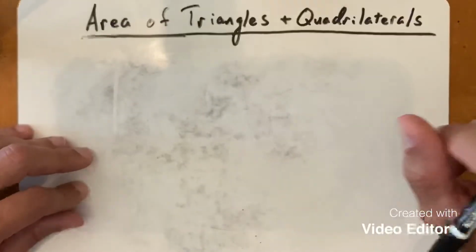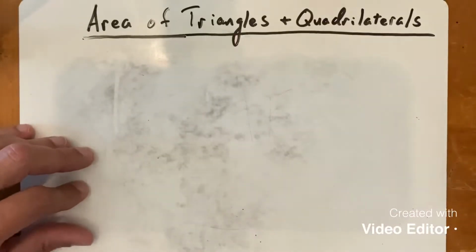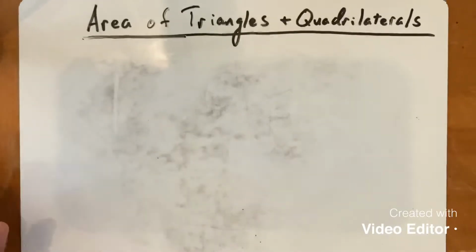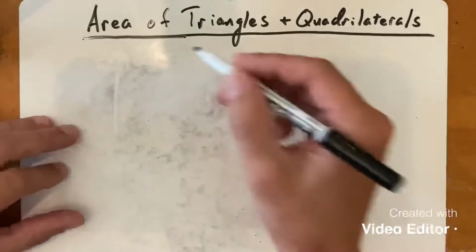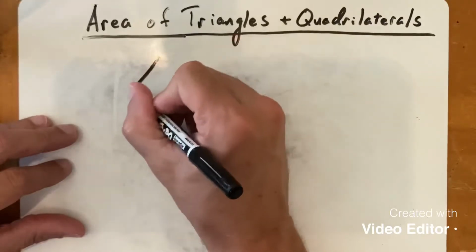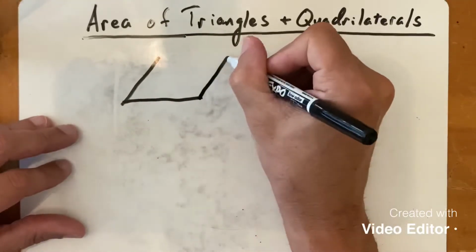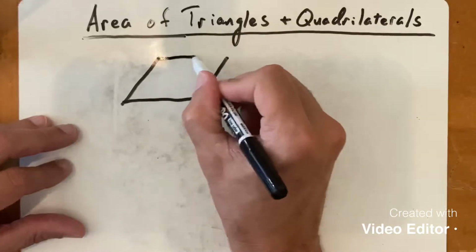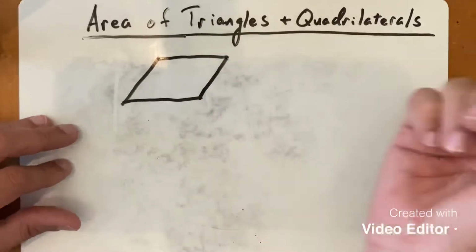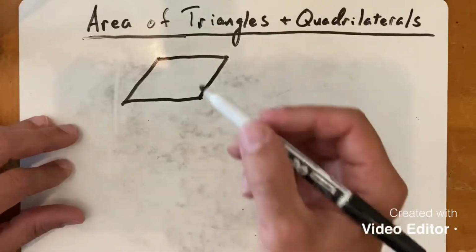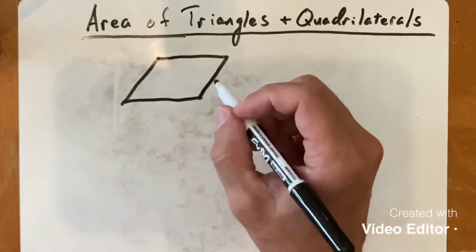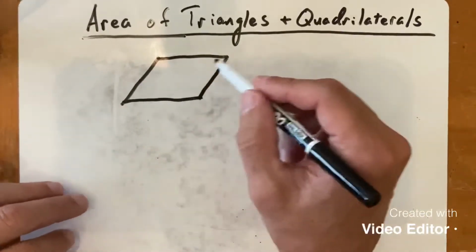Let's move on to finding the area of quadrilaterals, and we'll start off with the most simple example, and that would be a parallelogram. Finding the area of a parallelogram is pretty simple. It's similar to a rectangle, which is length times width, but for a parallelogram, we're talking base times height. Remember, the base can be any side.